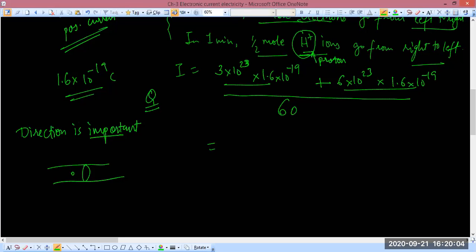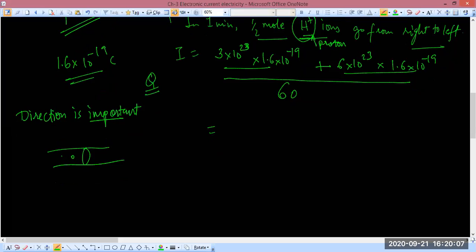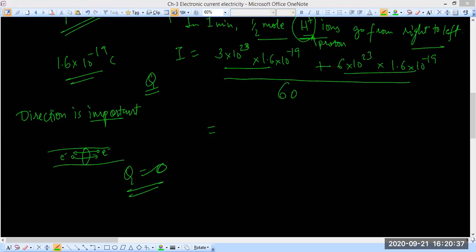Look at this carefully, everyone. I'm saying direction is important. Suppose one electron goes from here to there, and in the same time one electron goes from there to here, then total charge flown is zero. I hope you understood that. Because if one electron goes one way and the other electron goes the opposite way, that cancels the flow of charge. I hope that example is clear. So the direction is also important.